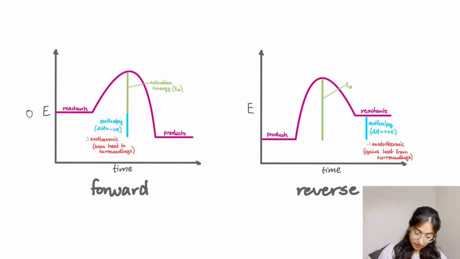And what that means is that it's exothermic, so it loses heat to the surroundings. Because it had more energy before, and now it has less energy, where did this extra energy go? It just zooms away, basically. So this, for example, could be the forward reaction, which is exothermic.